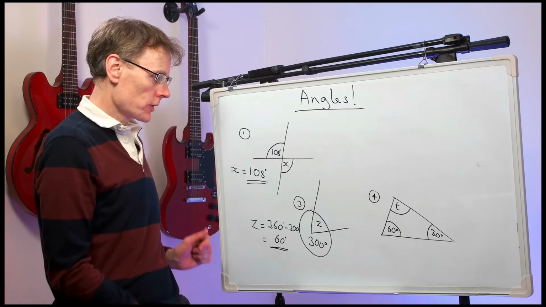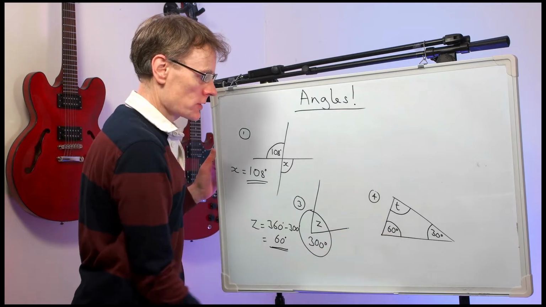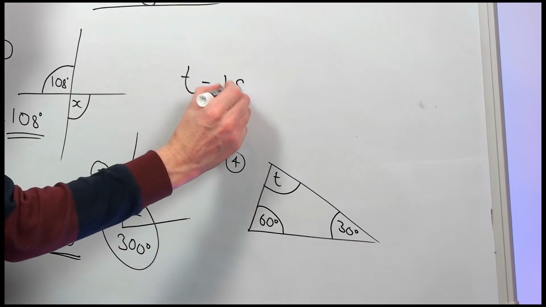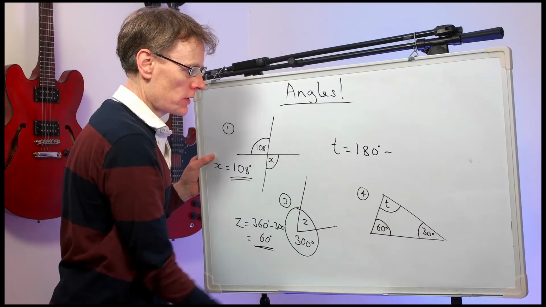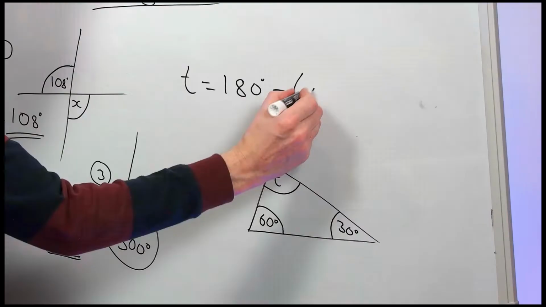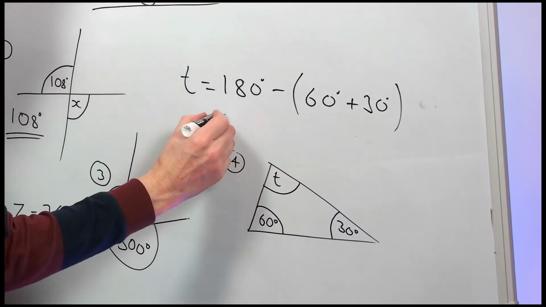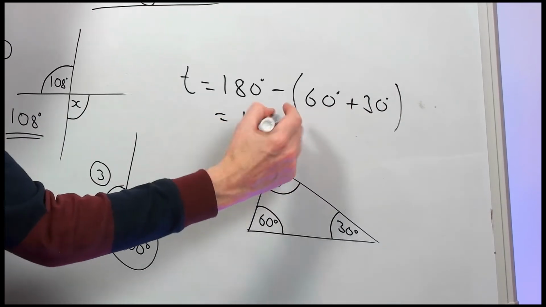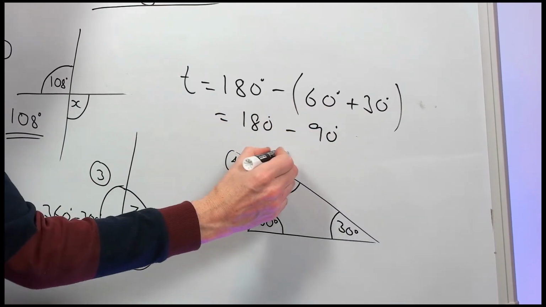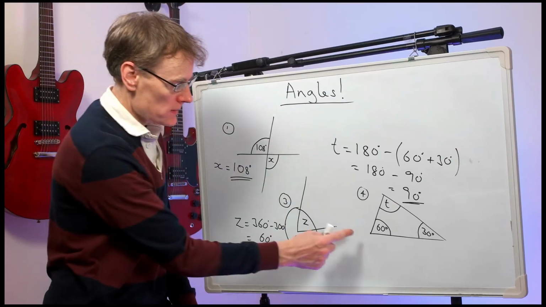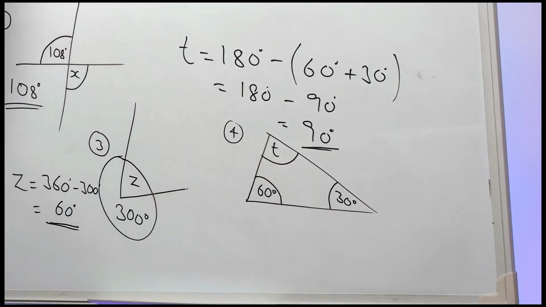And the last one, angles in a triangle. They add up to 180 degrees, so T equals 180 degrees minus brackets 60 degrees plus 30 degrees. So that's 180 minus 90, which is 90 degrees. So that must be a right-angled triangle. T is a right angle.